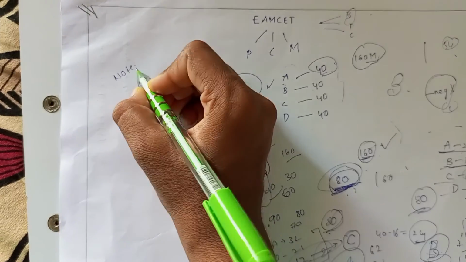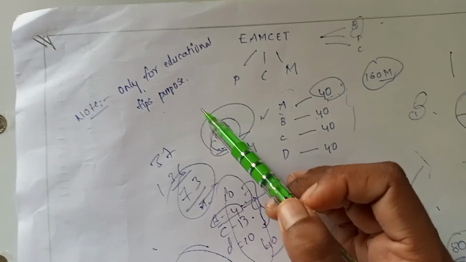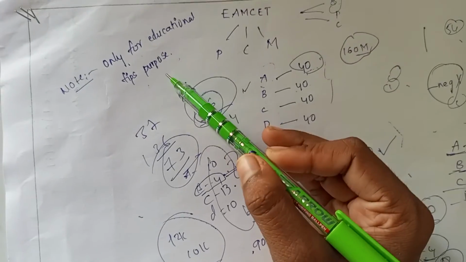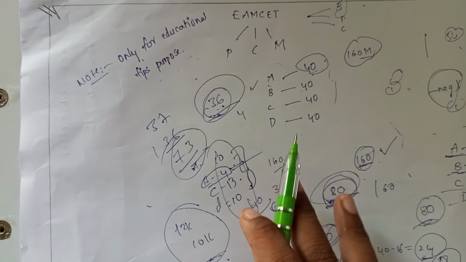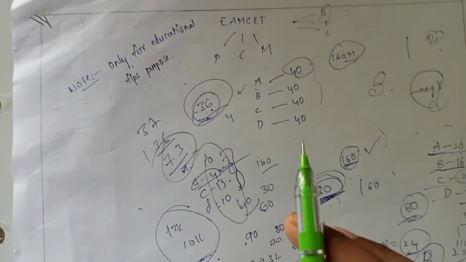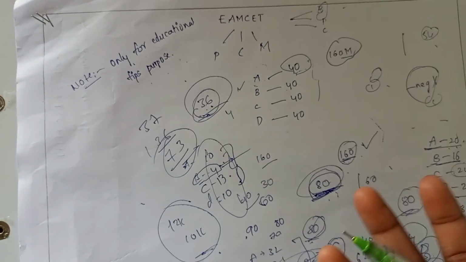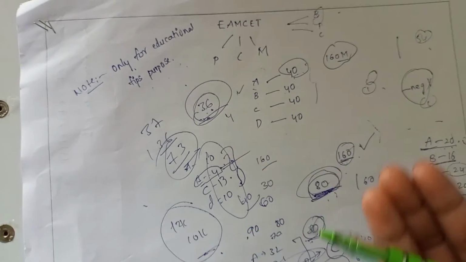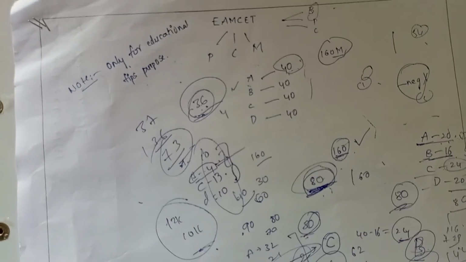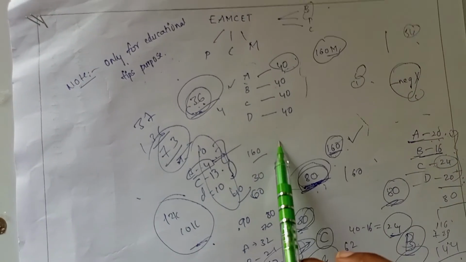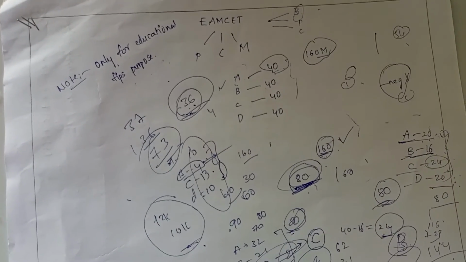Just a note: this is only for educational tips purposes. It's not for any cheating or anything like that. It's just a tip. I'm just telling you to think logically and apply those options to your questions instead of putting them randomly, where you may or may not get it. But if you put it in this way, you may get it. So it's just a tip, and I hope you understand it.